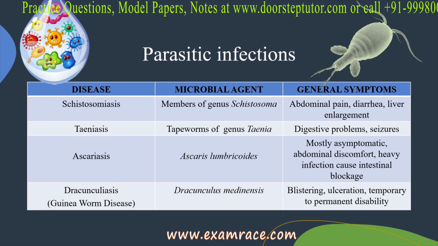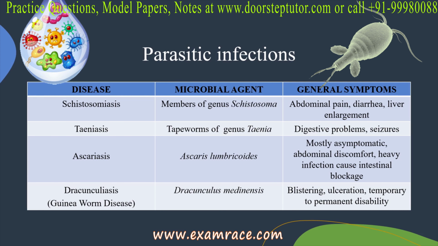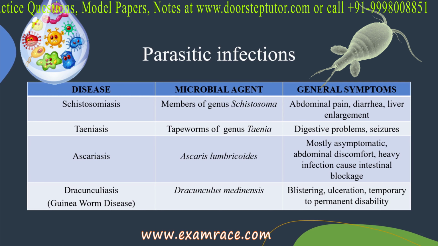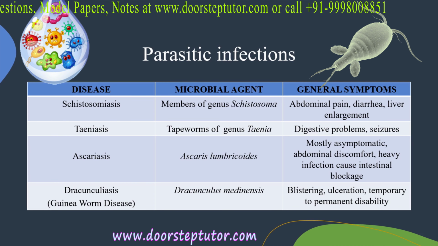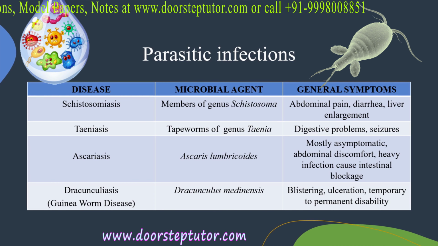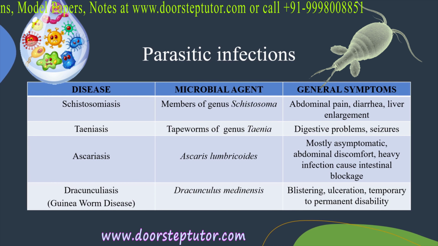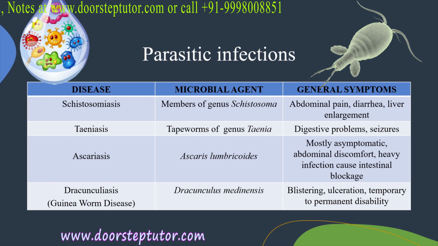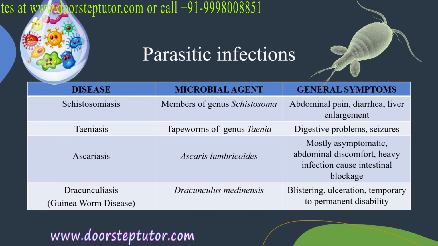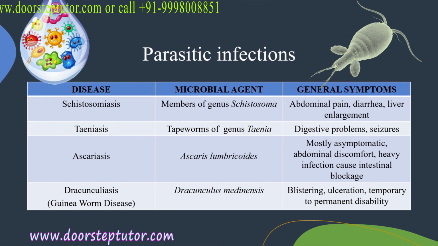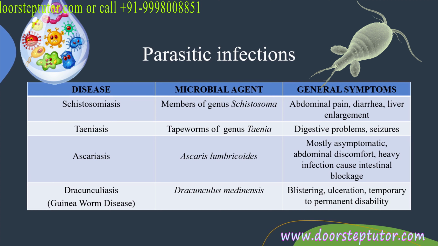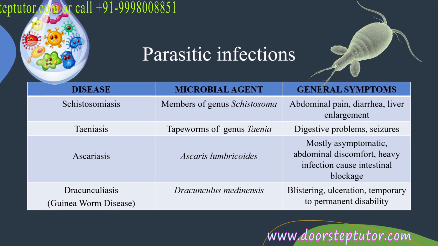And next is teniasis. It is caused by tapeworms of the genus Taenia. It causes digestive problems, and seizures in extreme cases. Next is ascariasis. It is caused by Ascaris lumbricoides, also called the roundworm. Symptoms are mostly absent, like people do not show many symptoms, but it could also cause abdominal discomfort, and heavy infection could cause intestinal blockage also.